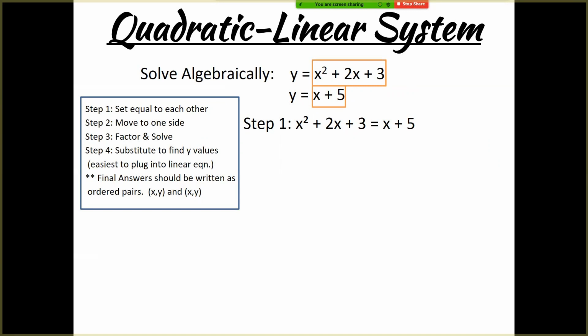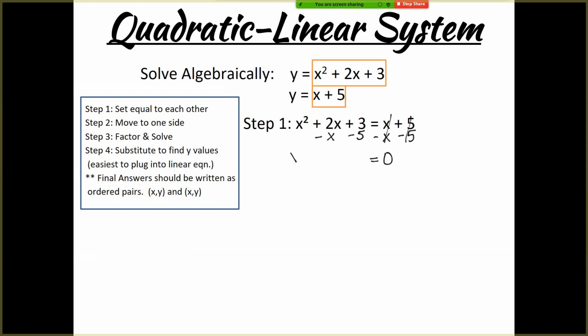So your first step is going to be set these two boxes equal to each other. I've actually already done it for you on the first line. Then you're just going to take this. It's a quadratic because you have x squared. You're going to move everything to one side. So we're going to move the x, and we're going to move the plus 5 to the other side, so that we can have 0 on one side. So we're going to subtract x and subtract 5 from both sides. We're doing that so that we can get the 0 on one side. In this case, it happens to be the right side.